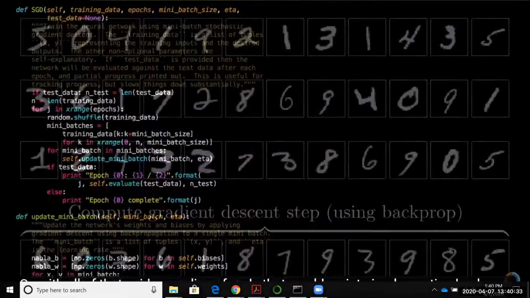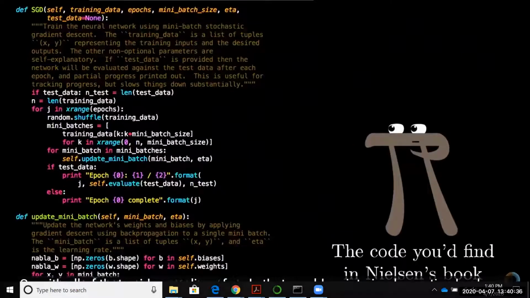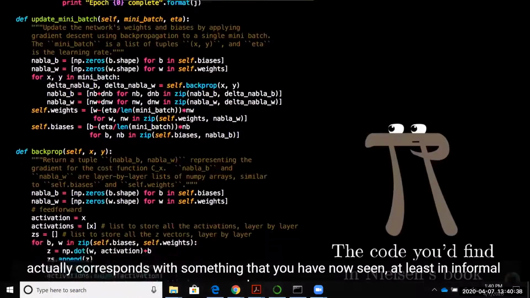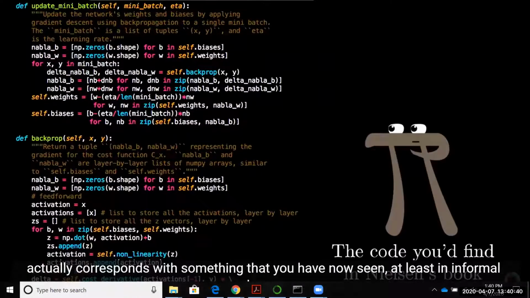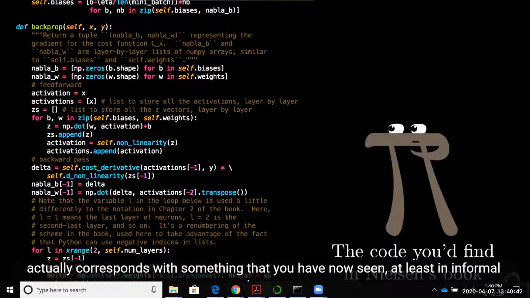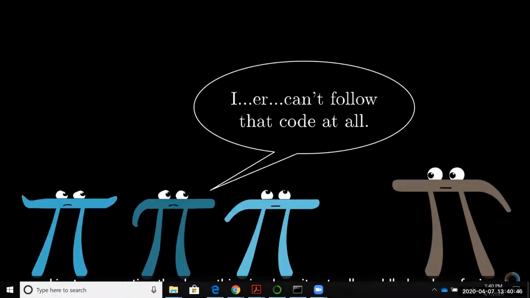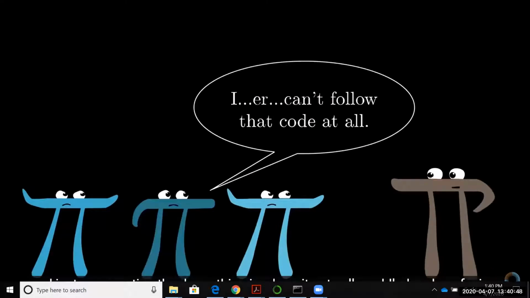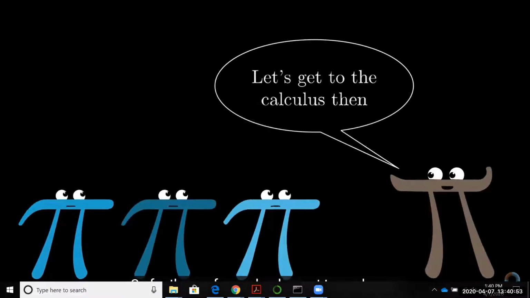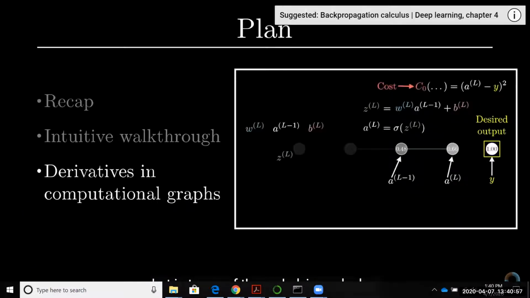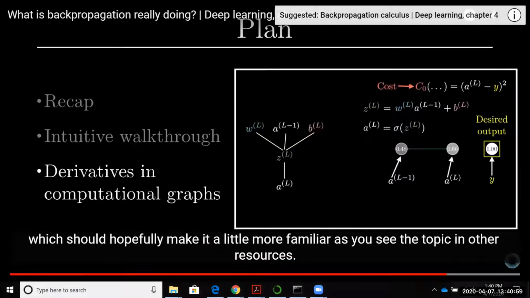So with all of that said, every line of code that would go into implementing backprop actually corresponds with something that you have now seen, at least in informal terms. But sometimes knowing what the math does is only half the battle, and just representing the damn thing is where it gets all muddled and confusing. So, for those of you who do want to go deeper, the next video goes through the same ideas that were just presented here, but in terms of the underlying calculus, which should hopefully make it a little more familiar as you see the topic in other resources.